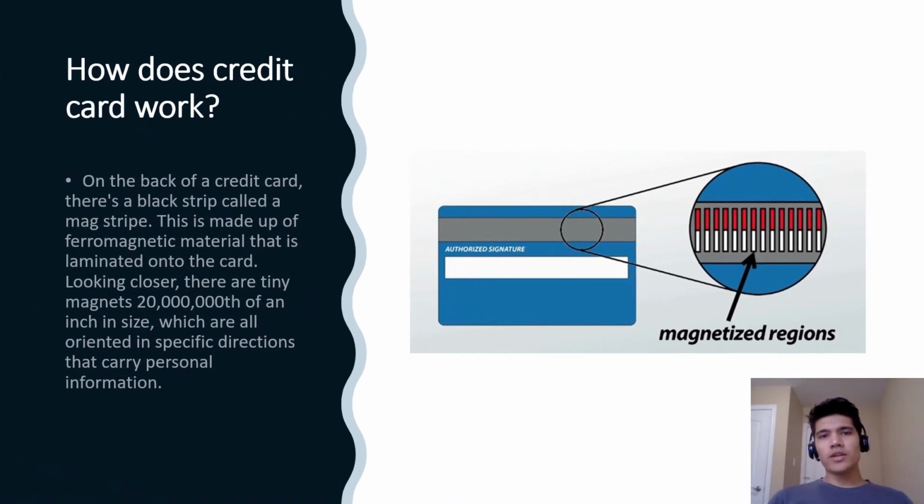On the back of the credit card, there's a black stripe called the MagStripe. This is made up of ferromagnetic material that is laminated onto the card. Looking closer, there are tiny magnets, two millionths of an inch in size, which are oriented in specific directions that carry personal information.